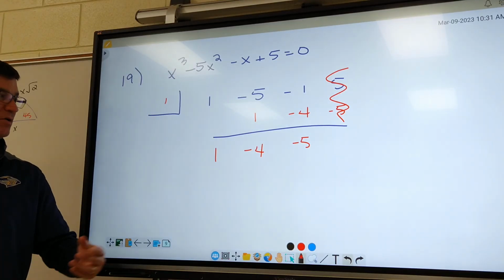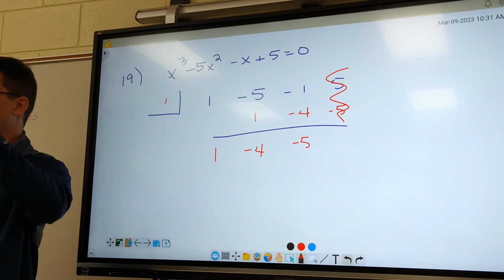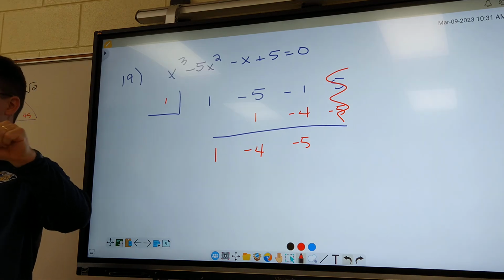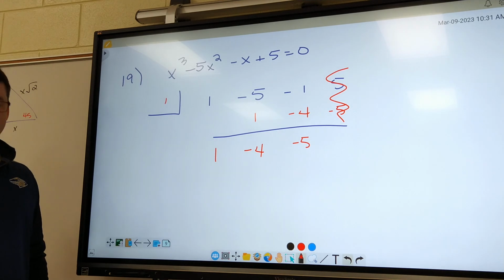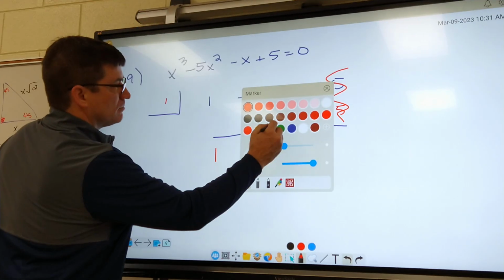From here, you can take these 3 numbers, you can either do quadratic formula, or you can factor. Either way you want to do it, it doesn't matter. Let's do quadratic. Oh, that's right, the 1 is one of the answers.